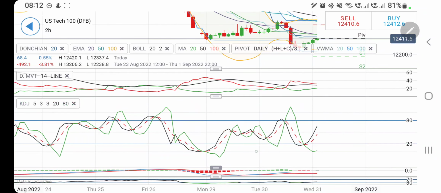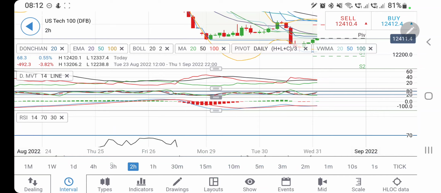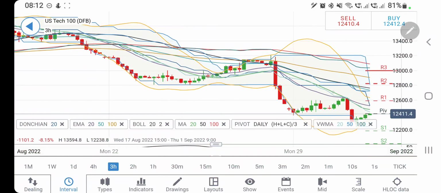Directional movement is bearish here. Stochastic is looking upwards. The MACD has just crossed over again, and this is the first green candle here. RSI is looking upwards on the 2-hour charts.